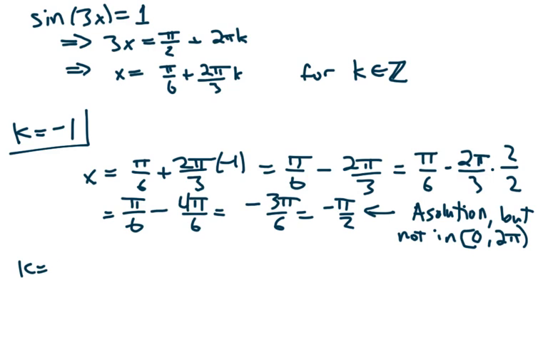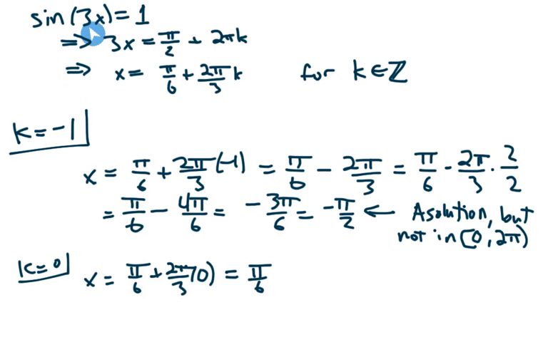K equals 0. K equals 0 is one that you should pretty much expect to work every time. When k equals 0, multiplying by 0 gets you 0, so pi over 6 plus 0 is just pi over 6. That's definitely between 0 and 2 pi. And when I plug it in here, you should also notice that this is a solution. Marvelous. So let's try the next one.